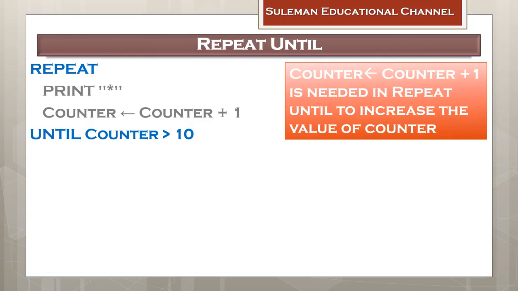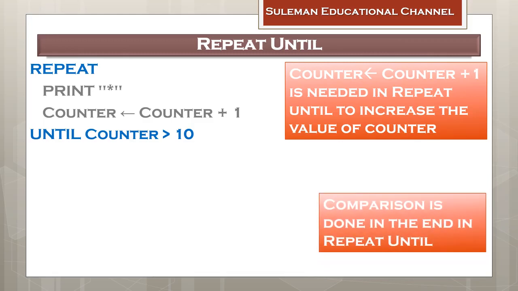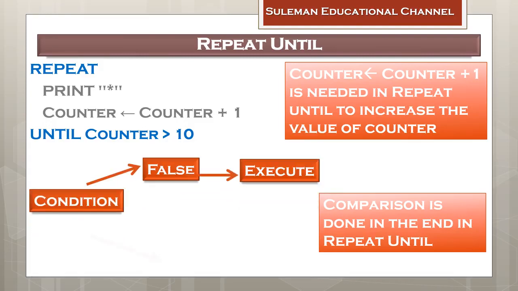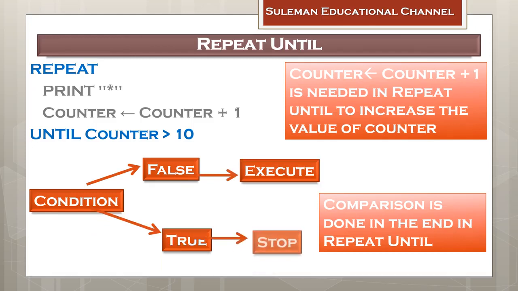And the last line is until counter is greater than 10. In this line the value of counter is compared with 10. If the value of counter is not greater than 10, then the loop will be repeated again. If the condition counter greater than 10 is true, then it will exit the loop. Keep in mind that repeat until the loop works when the condition is false and stops when the condition is true.